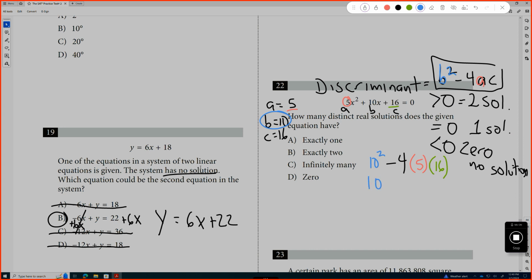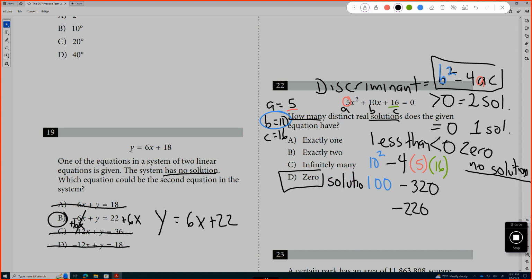squaring 10 is 100, and then we're going to subtract 4 times 5 times 16, which is 320. So 100 minus 320 is negative 220, which is less than 0. When the solution is less than 0, we have no solution or 0 solutions. So 0 doesn't mean that 0 is the solution. It means that we have 0 solutions. How many solutions? 0 solutions.